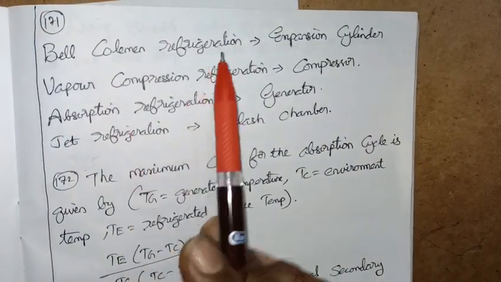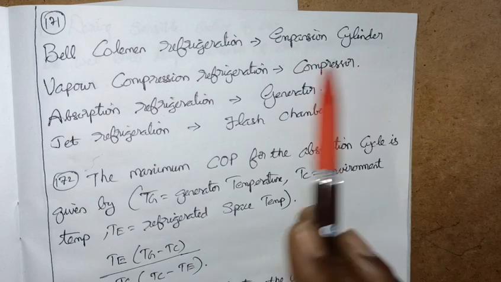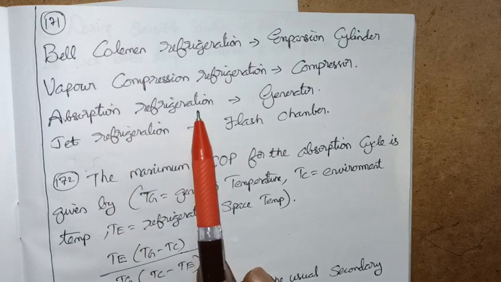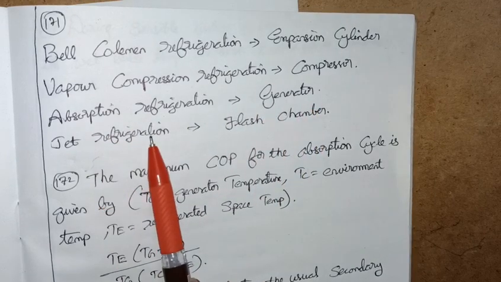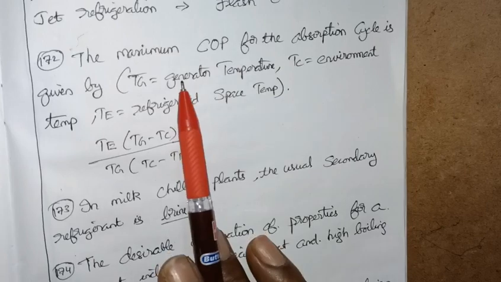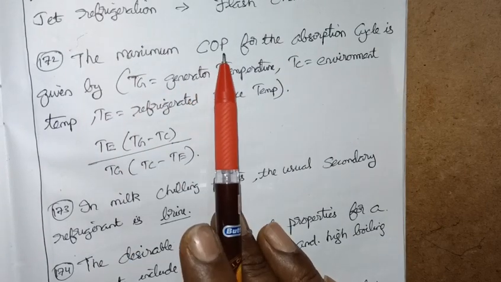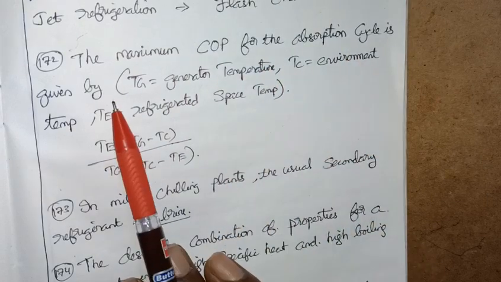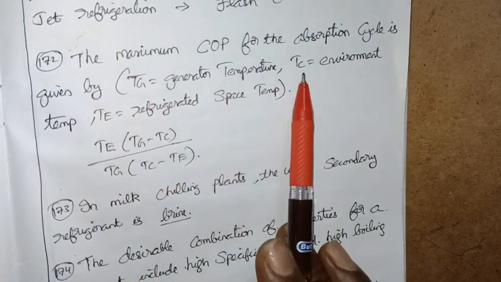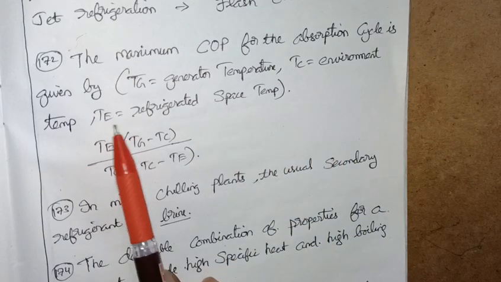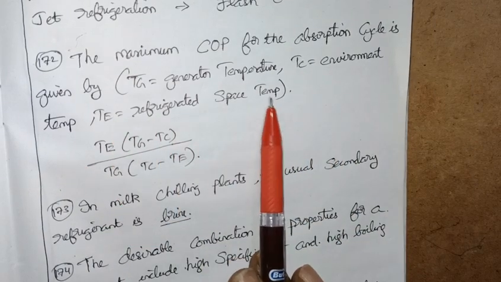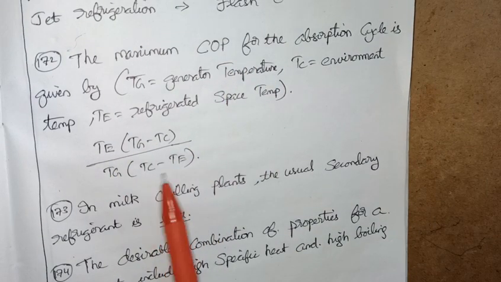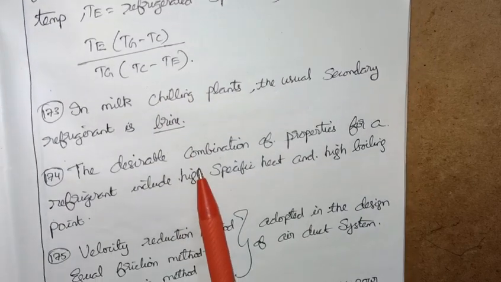Bell-Coleman refrigeration is related to expansion cylinder, vapor compression refrigeration is related to compressor, absorption refrigeration is related to generator, and jet refrigeration is related to flash chamber. See here, the maximum COP for the absorption cycle is given by Tg is equal to generator temperature, Tc is equal to environment temperature, and Ta is equal to refrigerated space temperature. So the maximum COP is Ta of Tg minus Tc by Tg of Tc minus Ta. Okay, that you have to remember.